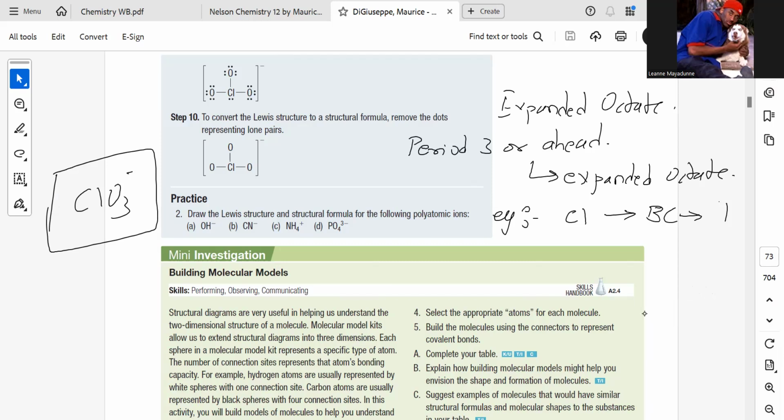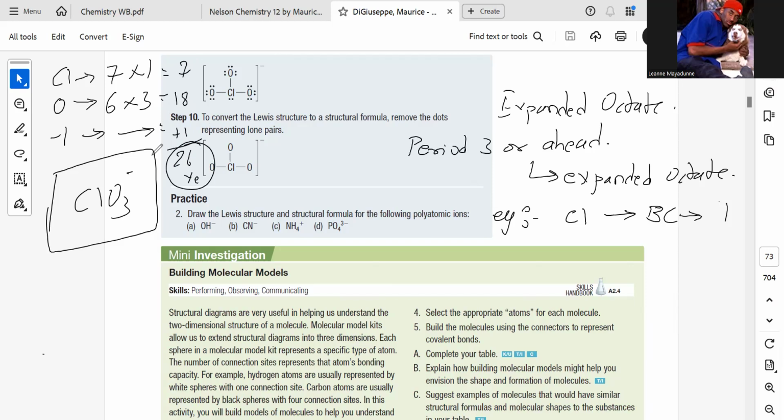How do we draw the Lewis structure for that? Chlorine has 7 valence electrons, one of it. Oxygen has 6 valence electrons, three of them, and you have one negative charge, correct? So you have 7, 18, and 1. So you have 26 valence electrons, correct?